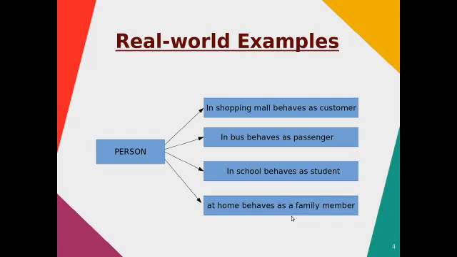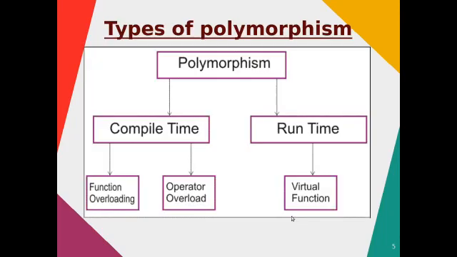So let's see the different types of polymorphism. There are two types of polymorphism: compile time polymorphism and runtime polymorphism. Compile time polymorphism is also called static polymorphism, and runtime polymorphism is also called dynamic polymorphism. The examples of compile time polymorphism are function overloading and operator overloading, while the example of runtime polymorphism is the virtual function.